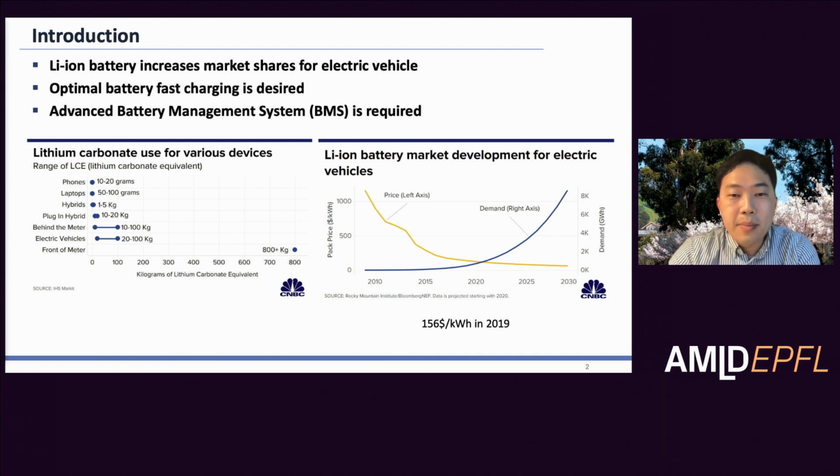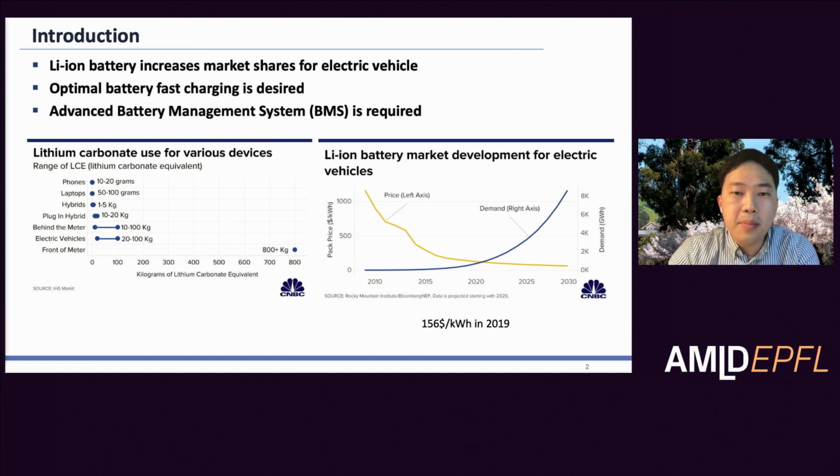So as you may know, batteries are everywhere. You can find lithium-ion batteries in your smartphone or in your electric vehicles. As you can see, lithium-ion batteries are increasing their market share for electric vehicles and urban transportation these days. In the figures below, battery costs have dropped hugely, while battery demand is increasing exponentially. And it almost reaches the goal for using electric vehicles. The cost is around $150 per kilowatt hour in 2019.